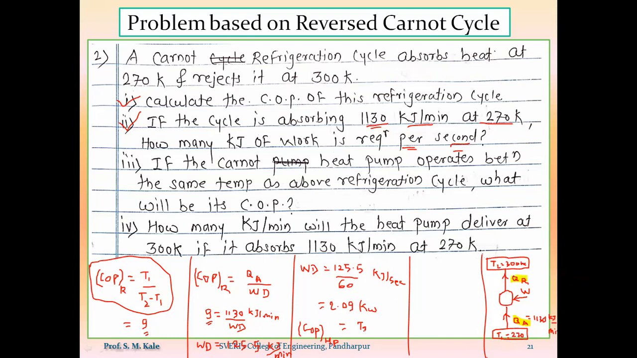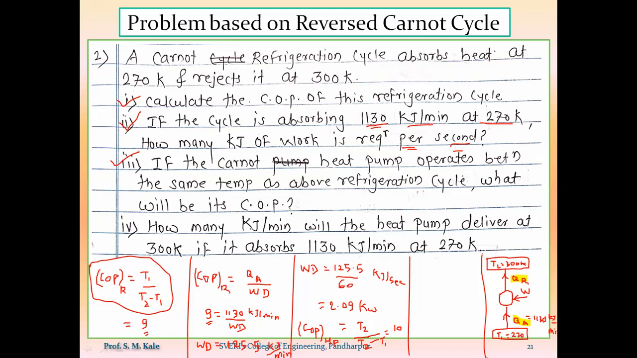that is nothing but T2 divided by T2 minus T1. You can use this formula also. T2 divided by T2 minus T1. So automatically you will get that answer as 10. So you are getting the same answer. So COP of heat pump is nothing but 10. So this is the answer of your third question.